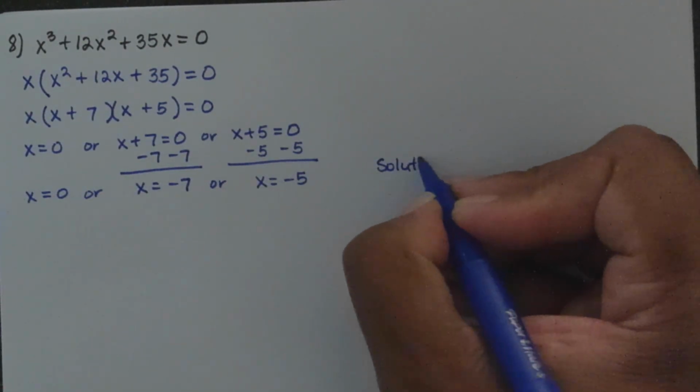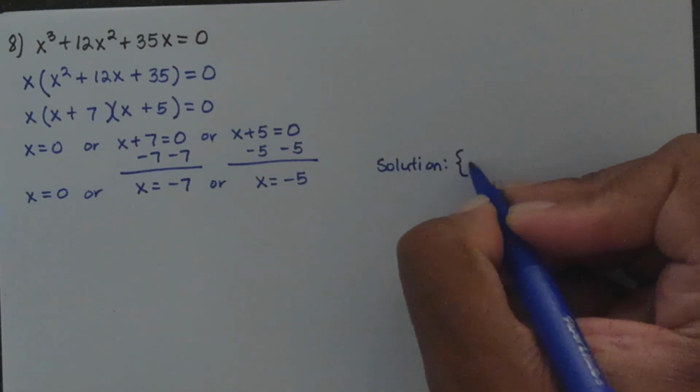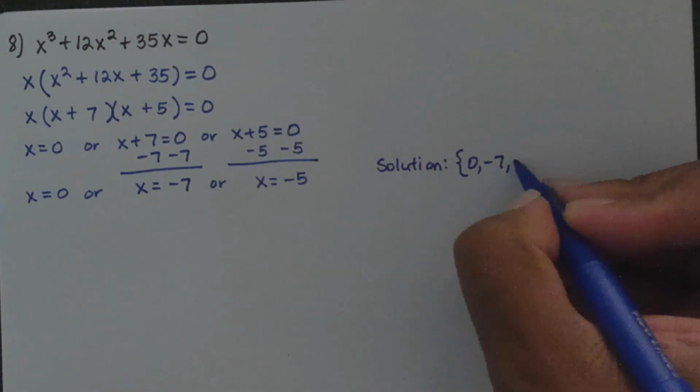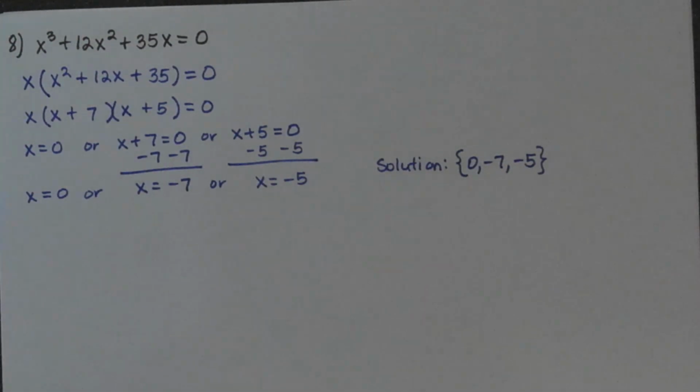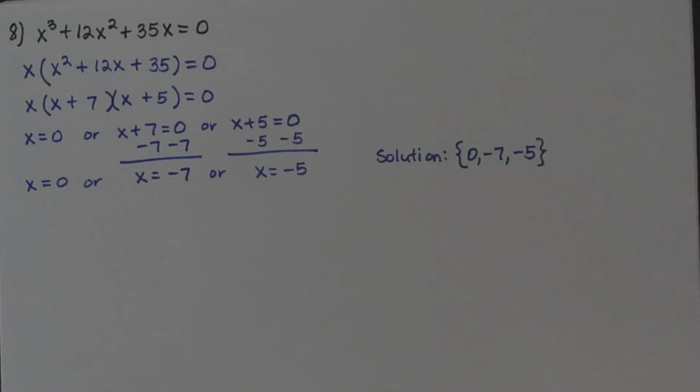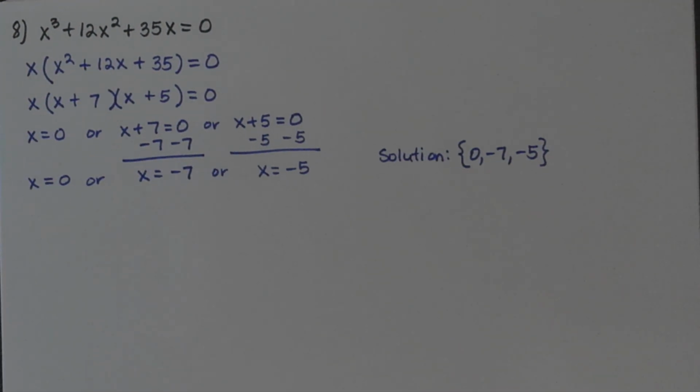So for this polynomial equation, I have three solutions here. 0, negative 7, negative 5. So that's how we solve this polynomial equation. So on one side, you want to get a 0 on the other side by moving terms, and then factor completely. And then set each factor equal to 0 and solve. Any questions about problem number 8?